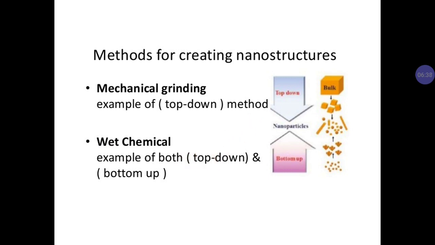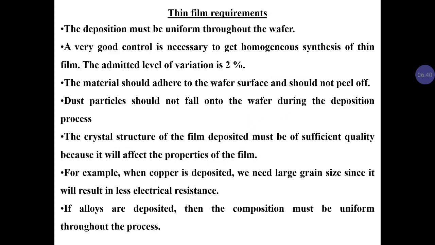thin film synthesis. So what are the requirements of a very good thin film? The deposition must be uniform throughout the wafer. If you have a substrate, over which we grow the thin film, the wafer must have uniform deposition. A very good control is necessary to get a homogeneous synthesis of thin film. The admitted level of variation is 2%. In that sense, it should be a uniform thickness.